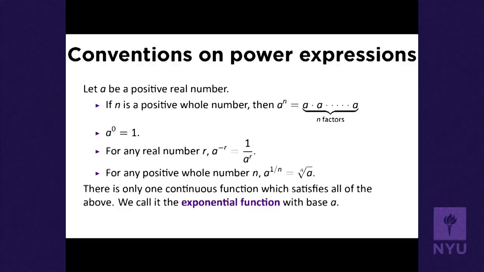a to the 0 we will always take to mean 1. Or if the power n is a negative number, we'll think about that as a reciprocal of the corresponding positive power. So a to the -4 means write down 4 a's, multiply them together, and then take the reciprocal. And then anytime you have a root, you can express that as a fractional exponent. So a to the 1/4 means the 4th root of a, and a to the 3/4 means the 4th root of a quantity cubed, or the 4th root of the quantity a cubed.